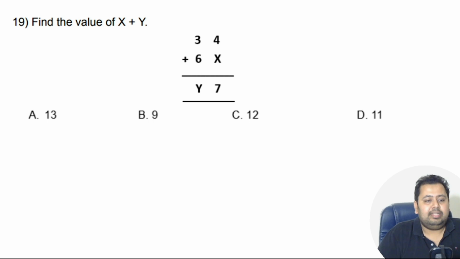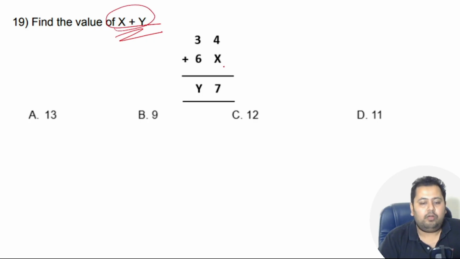We now go to question number 19. We have to find the value of x plus y. First you have to find out what x is, then you have to find out what y is, and then find out x plus y. Pause the video, solve it by yourself, and then go to the solution.